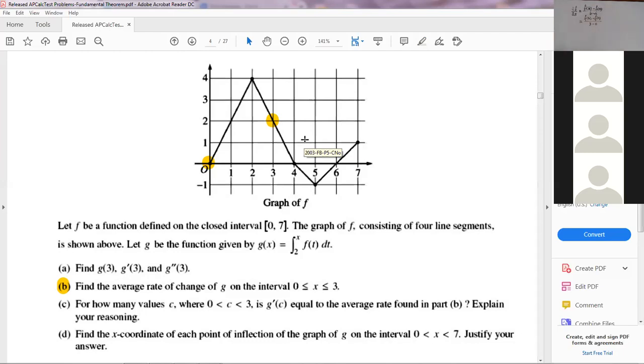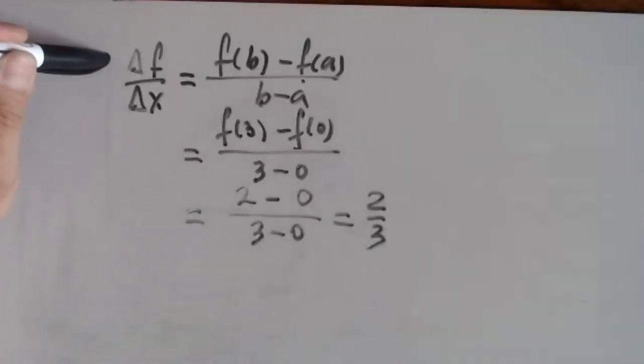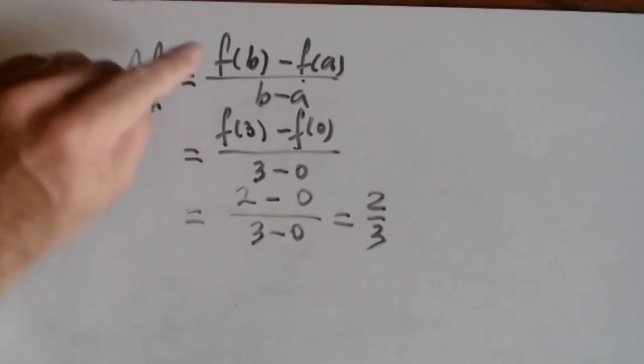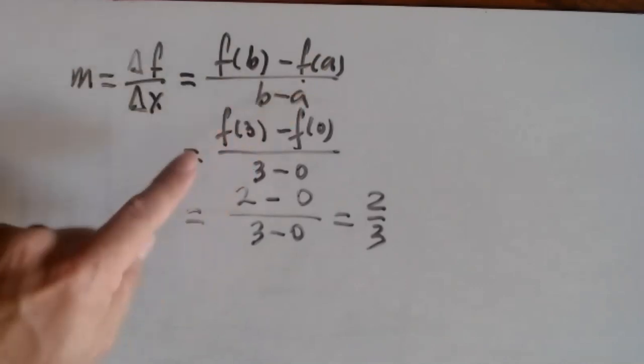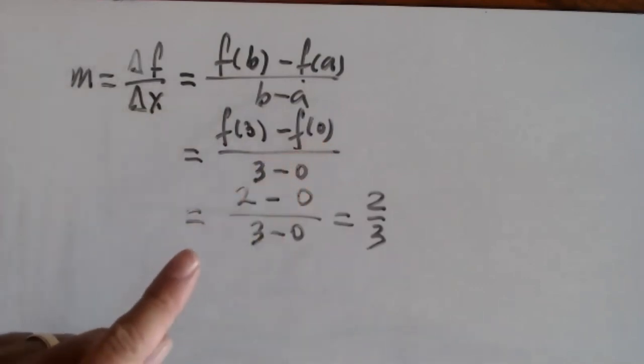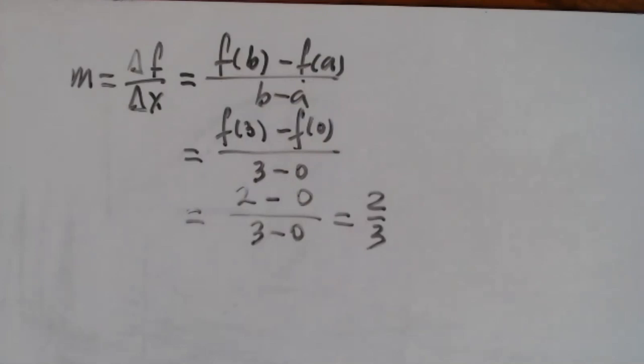Okay. Now, how much is f of 3? If you see this one, f of 3 is 2. F of 0 is 0, over 3 minus 0. So this is 2/3. So this is what you have to put on your paper. The average rate of change is the slope, delta f over delta x, right? This is f of b minus f of a over b minus a. Then you have b is 3, a is 0. So f of 3 minus f of 0, right? Over 3 minus 0. And then you have 2 minus 0 over 3 minus 0, 2/3. This is my average rate of change.